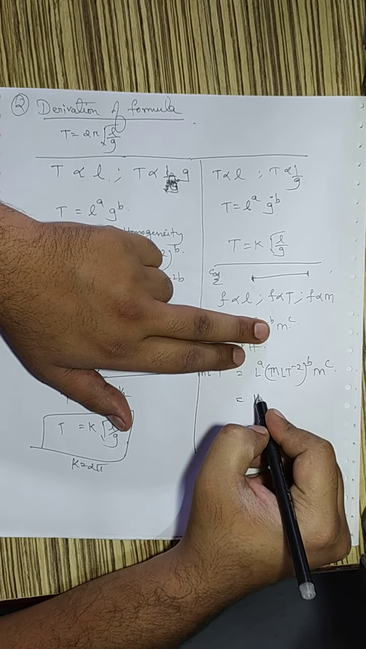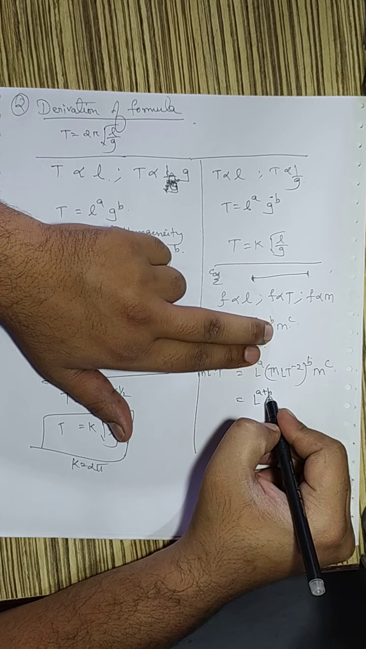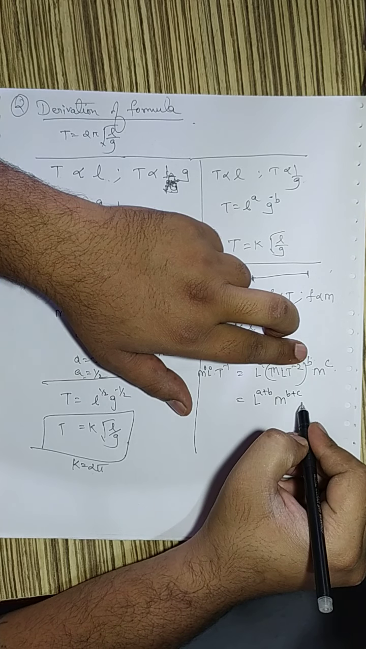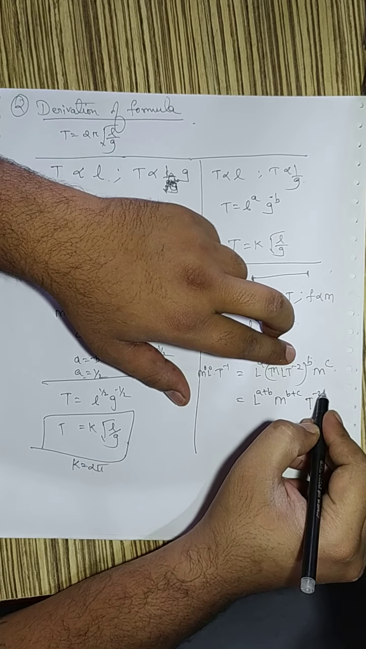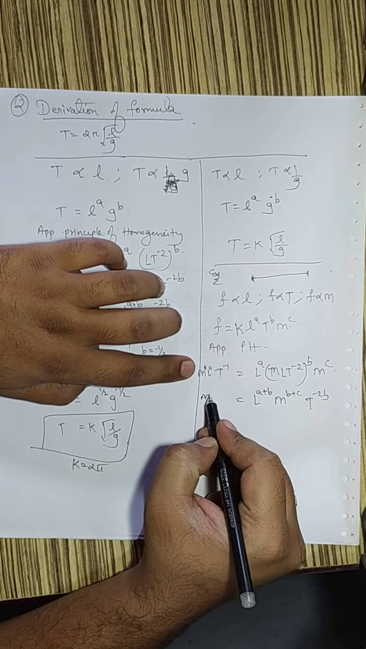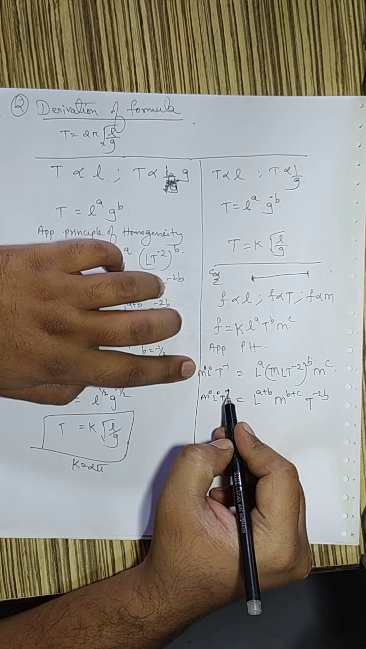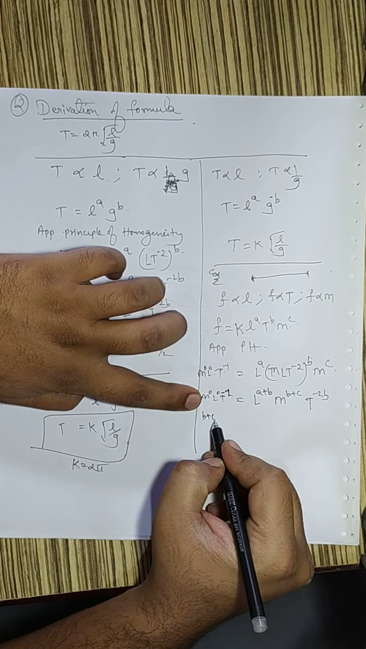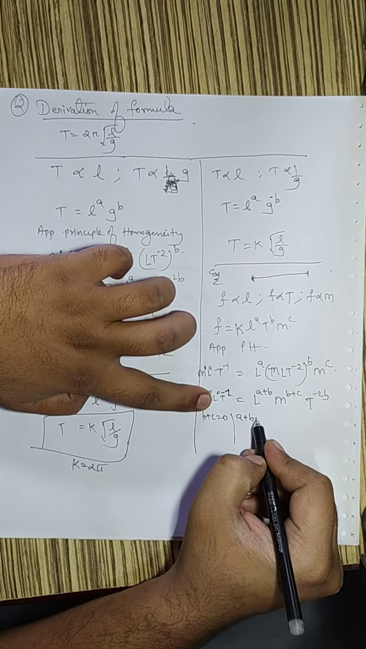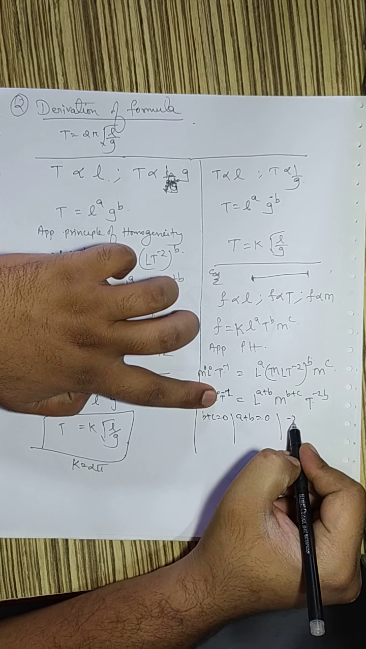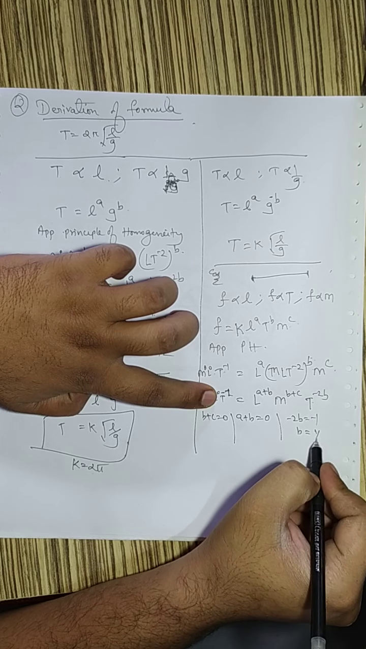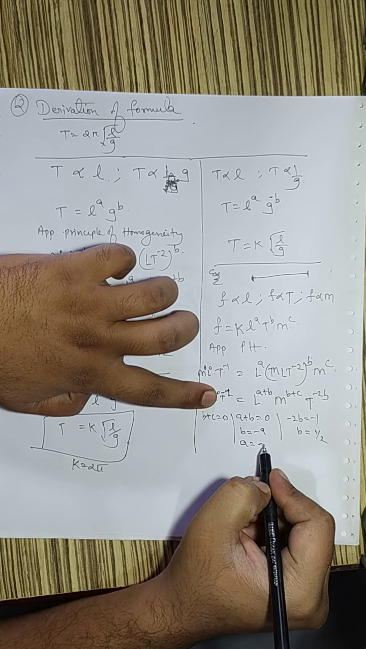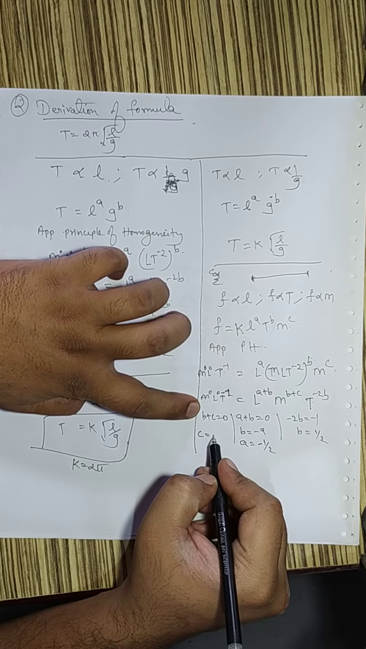If we simplify this, L to the power A and L will have power B also, so A plus B. M will have power B and also power C, and for T it will be minus 2B. Now if we compare the power of M, it is 0, so B plus C equal to 0. Power of L, A plus B equal to 0. And power of T, minus 2B equal to minus 1. So B will be equal to 1 by 2, A will be equal to minus 1 by 2 and C will be equal to minus 1 by 2.